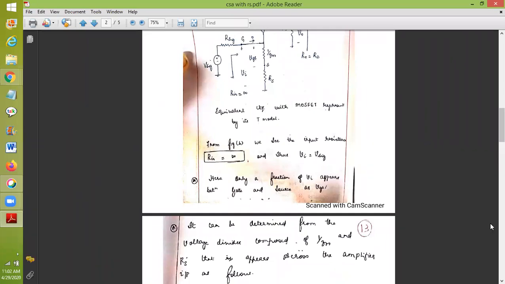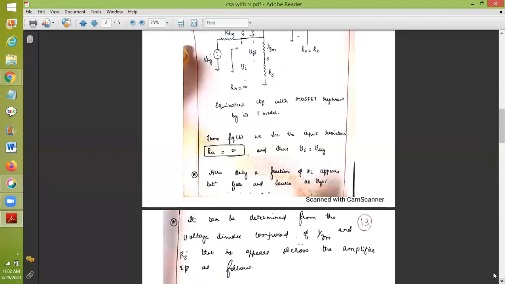Yes, ma'am. Okay. So how to find this small VGS? For this small VGS, the total input voltage Vi is applied here. This small VGS is nothing but a fraction of this Vi. So how to find this small VGS?